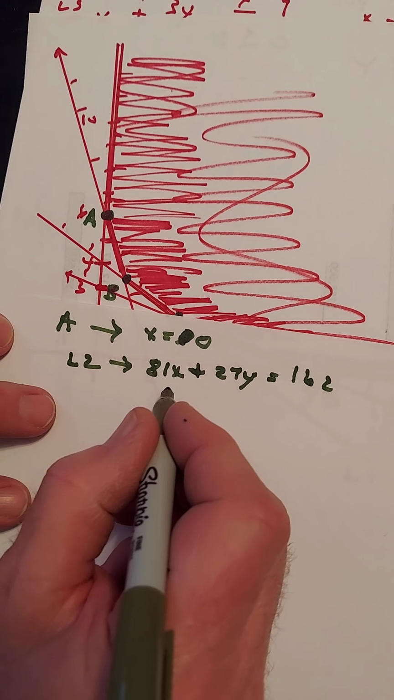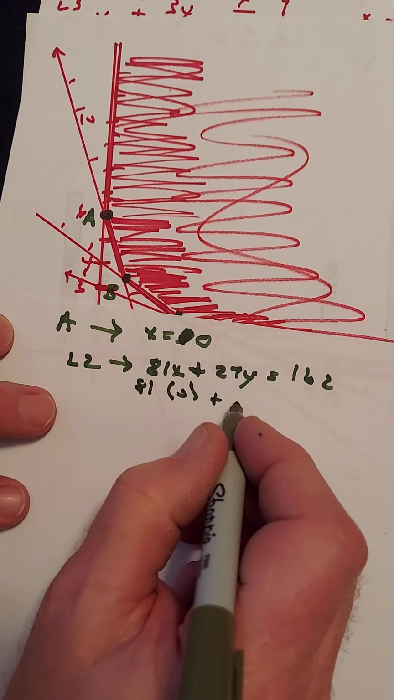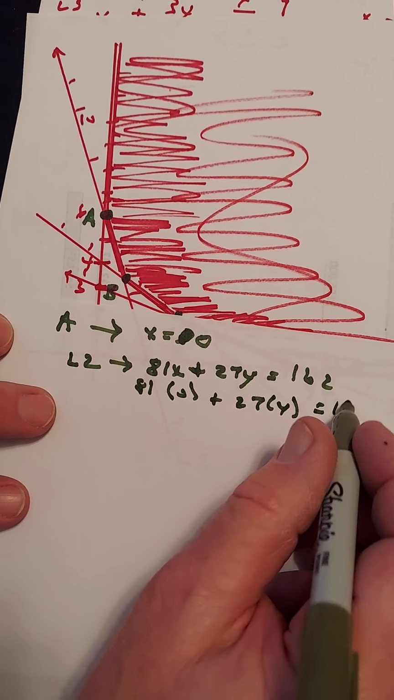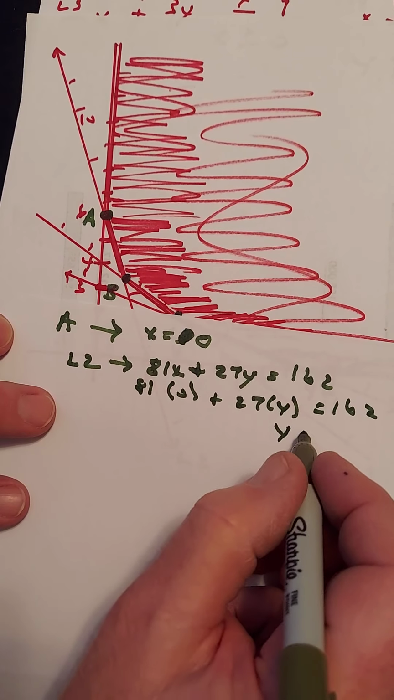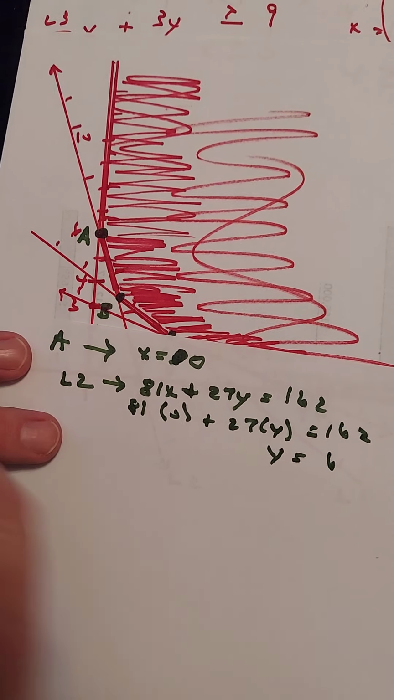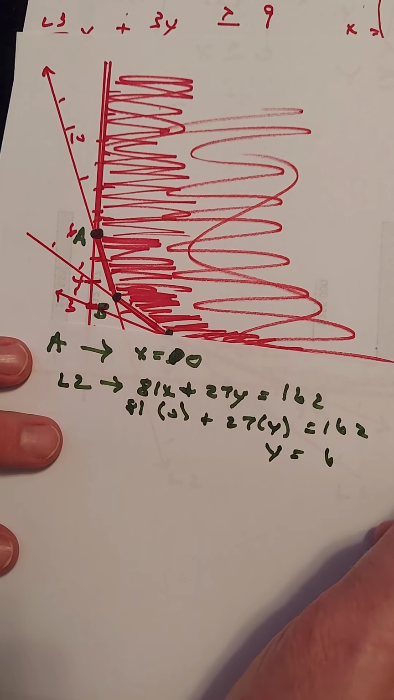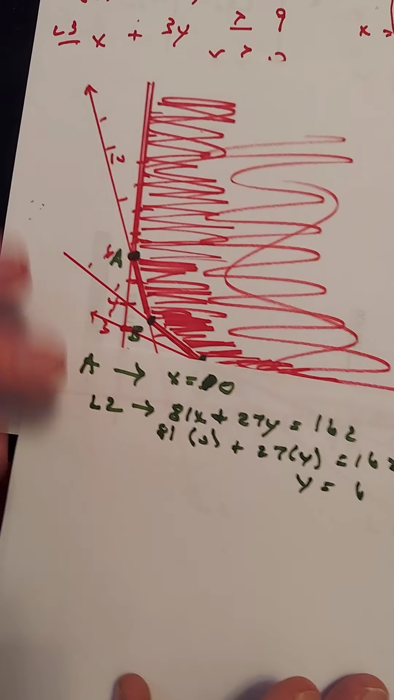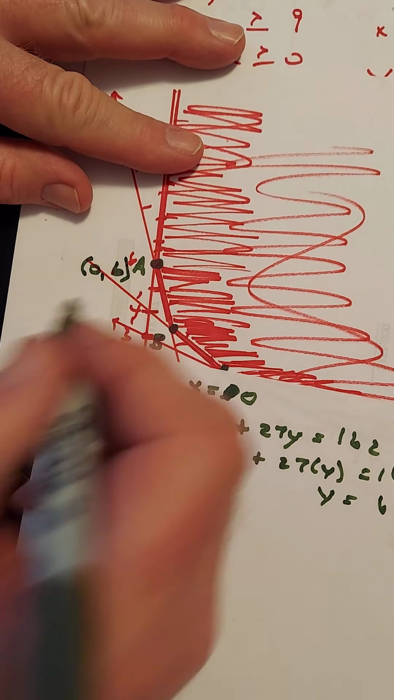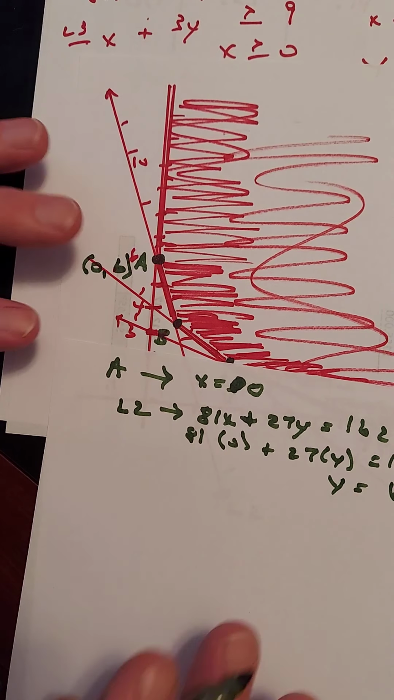So if x equals 0, I'm going to put a 0 right here. So it's 81 times 0 plus 27 times y equals 162. If you solve that, y is going to be 6. And we actually knew that because that was an intercept I found a minute ago. Okay, so A is going to be the point 0, 6. I'm going to put that up here. Got to keep organized on this stuff.